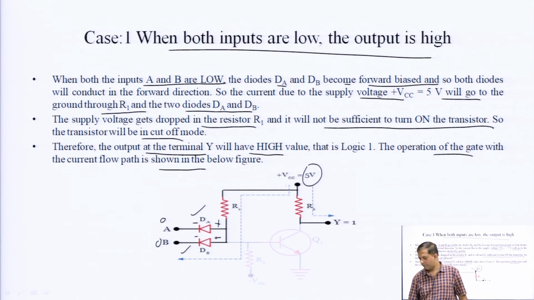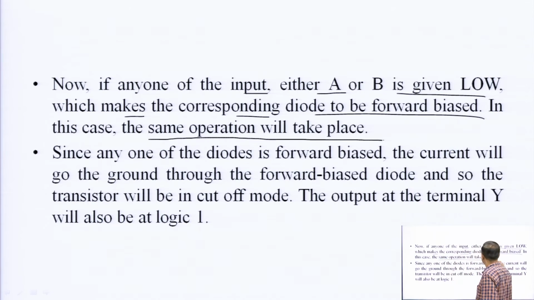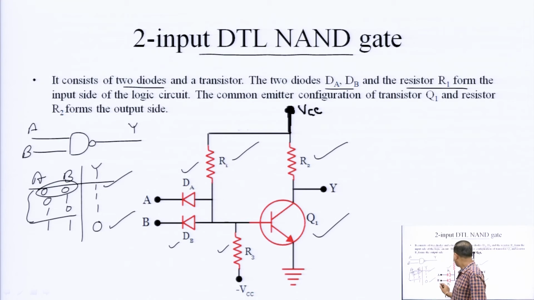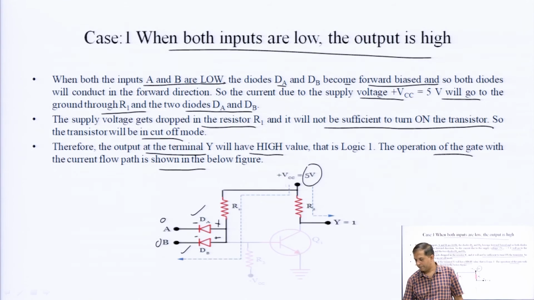Next, now if any one of the inputs, either A or B, is given low, which makes the corresponding diode forward biased, the same operation will take place. If any one of the inputs is low, so if B is 0 and A is 1, this one will work and this one will not work. Y will be connected to VCC and the transistor will be cut off. So, in all three cases we will be getting logic 1 as output.